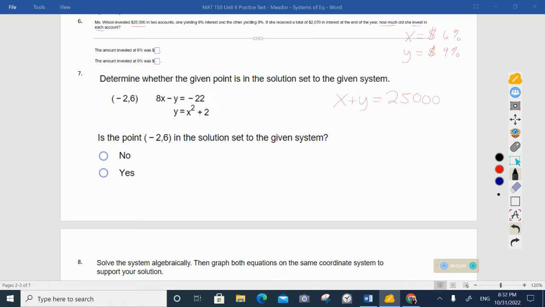All right. My second equation is going to be about percentages. So I got one at 6%, one at 9%, and that's interest. And the interest she received was 2,070. So 0.06 times x, because that's the amount she's invested in the 6% account, plus 0.09y, because that's the amount of money she's invested at 9%, is equal to $2,070.